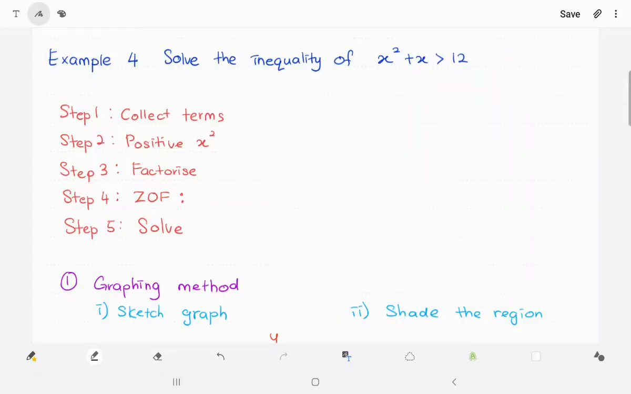Hi and welcome back. So now we go to our example 4. Solve the inequality of x squared plus x greater than or equal to 12. Okay, so here I already wrote out these steps. Step 1 is collect the terms. First, collect the terms means we need to put all the numbers on the left and 0 on the right. So we will have x squared plus x minus 12 greater than 0.